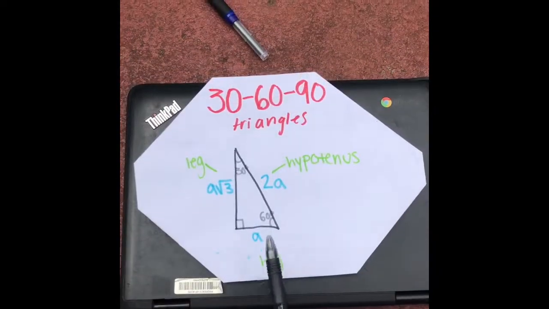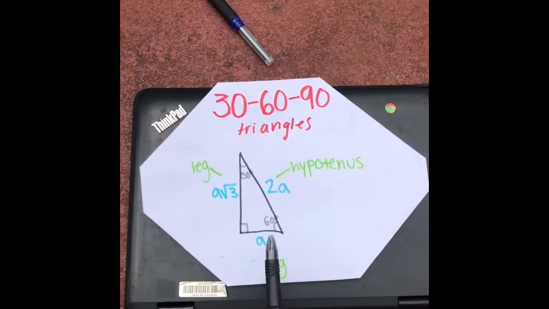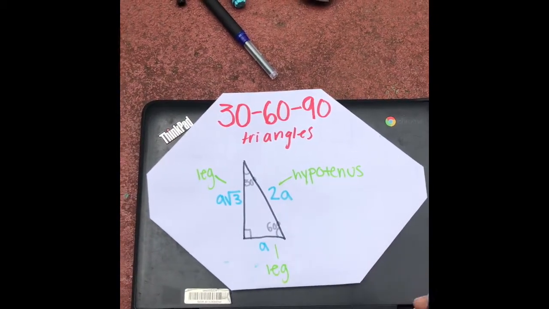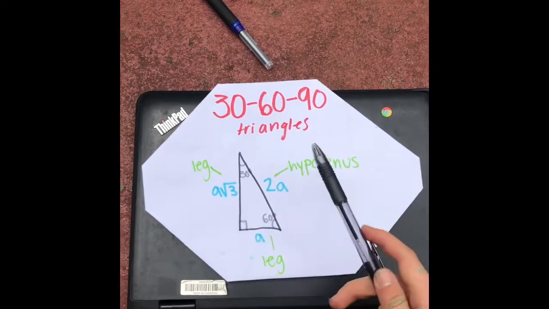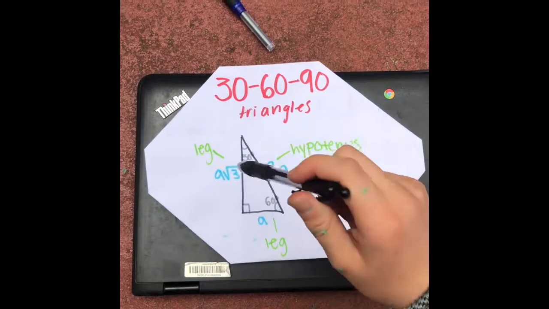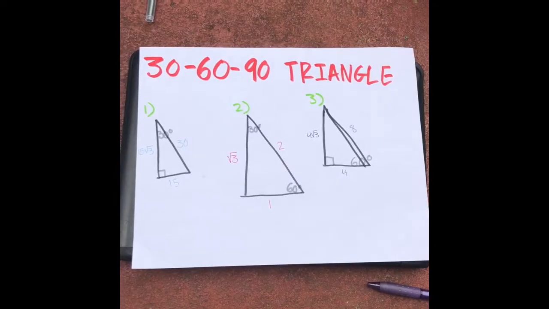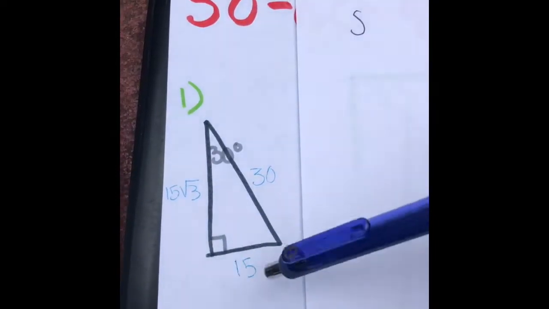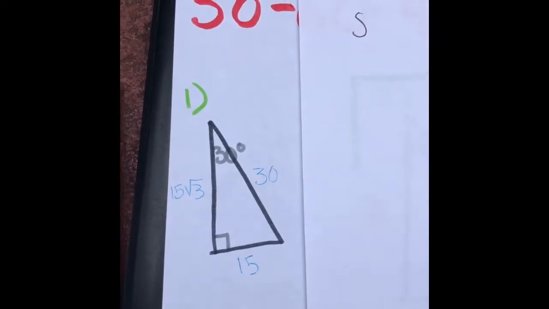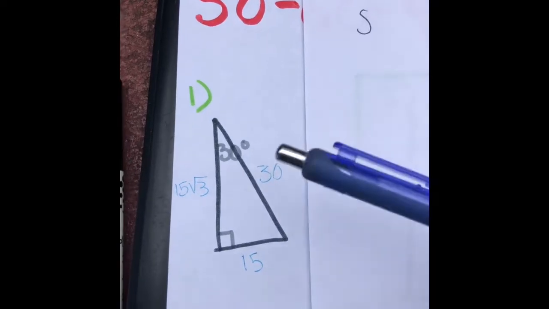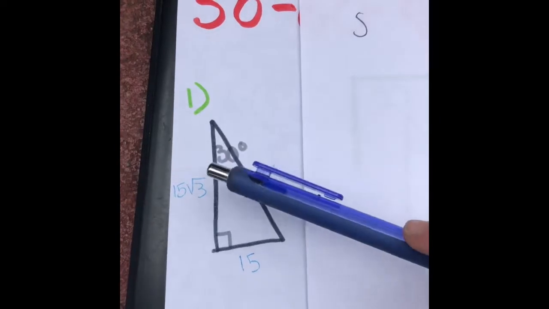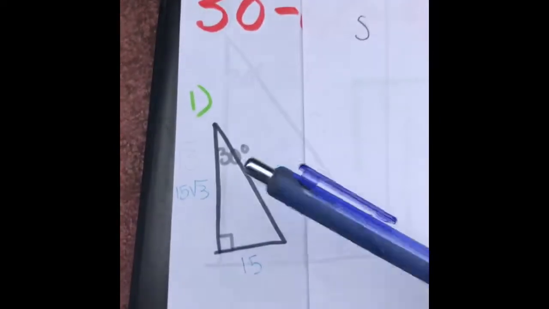So this is A, this shortest leg, which is across from the 30-degree angle, and the hypotenuse is always 2A. The other leg, which is across from the 60-degree angle, which is the longer leg, is A times the square root of 3. So if this is 15 and it's the short leg across from 30, then we can remember our equation, and we know that the hypotenuse is 30 because it's 15 times 2. And we know that this one is 15 times the square root of 3.